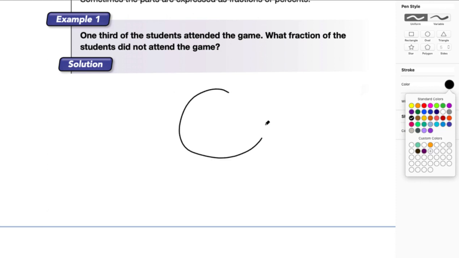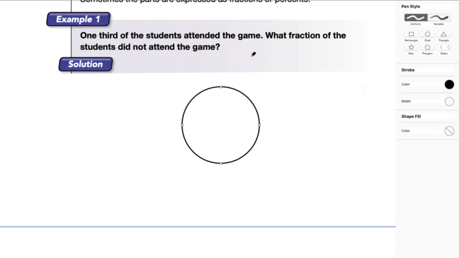And so if we take a whole and we split it up into thirds, we can kind of think about what's happening in a visual sense. So if we split up a whole group, let's say this is the whole group of students represented by a circle, if we split that group up into this group being the third, the group that attended the game, we can see that there are 2/3 left that did not.